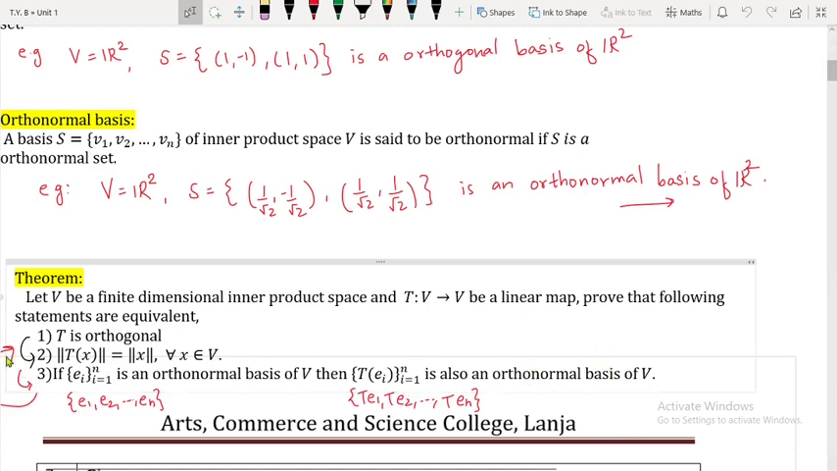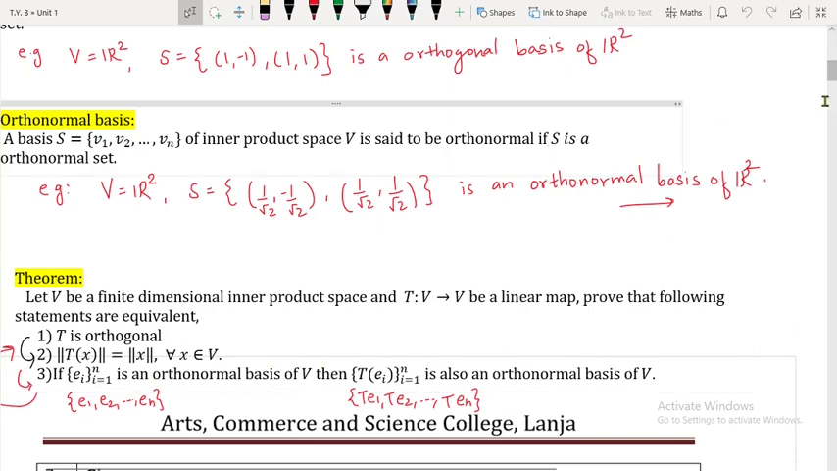Okay, so in the last class we have already done 1 implies 2 and 2 implies 1. So in this class we are going to go for 1 implies 3 and 3 implies 1. But you can see that statement 3 is involving the concept of orthonormal basis. So we will just recall the definition of orthonormal basis and then we will go for the proof.